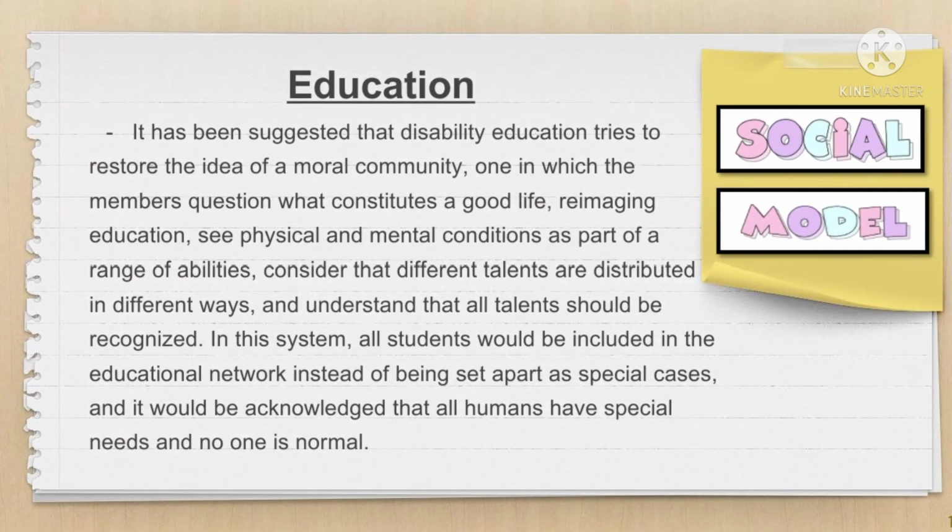In education, it has been suggested that disability education tries to restore the idea of a moral community, one in which the members question what constitutes a good life, reimagining education. It would see physical and mental conditions as part of a range of abilities, consider that different talents are distributed in different ways, and understand that all talents should be recognized. In this system, all students would be included in the educational network instead of being set apart as special cases, and it would be acknowledged that all humans have special needs and no one is normal.